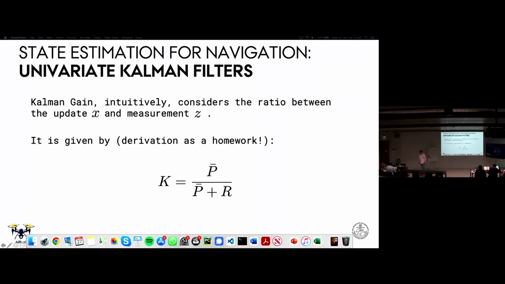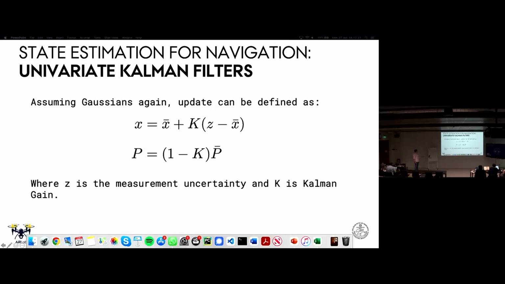I didn't understand from the previous slide. How can you subtract z and x? Are they possibly on different scales?